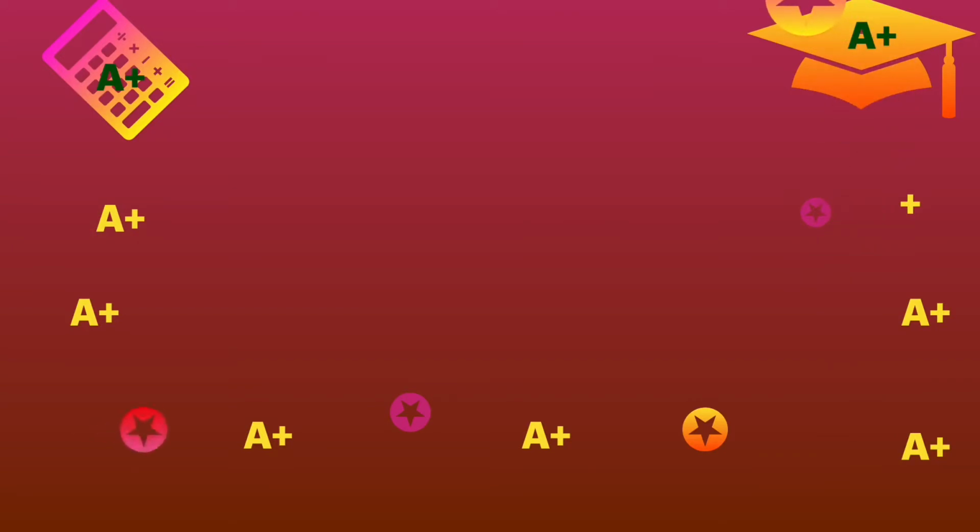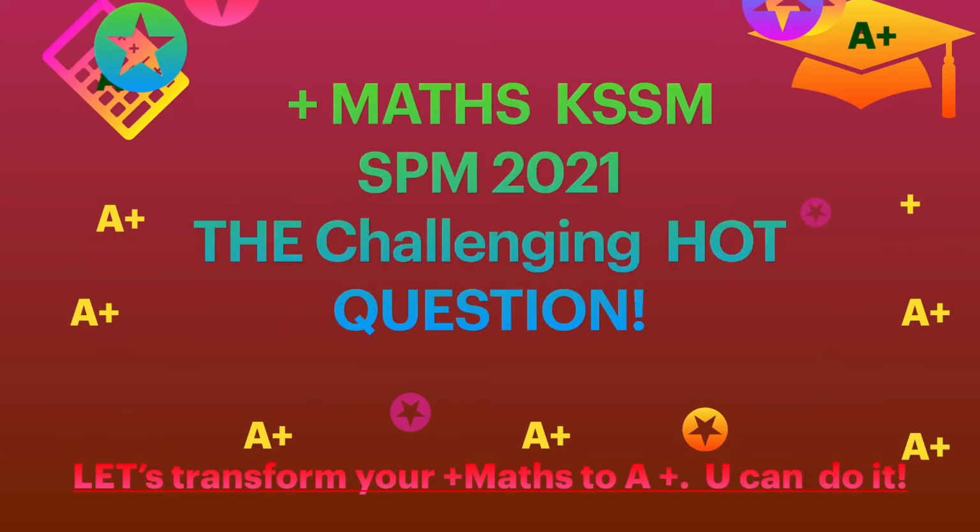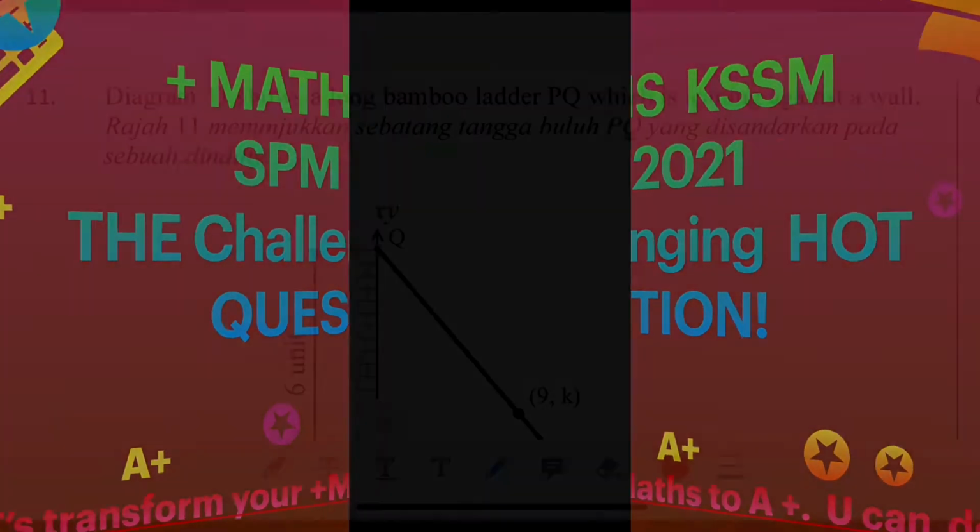Okay, so I will guide you how to solve the hot question. Actually, there are many steps involved. The first step is you must really understand the question. So you have to read the question many times until you get all the information from the question. And then you try to connect the information to the formula or to the topic or the concept that you just learned. Alright? So let's have a look at the challenging hot question that I'm going to discuss now.